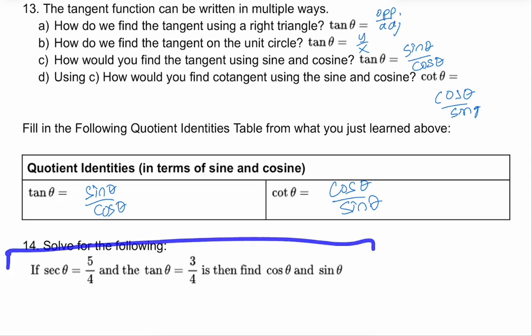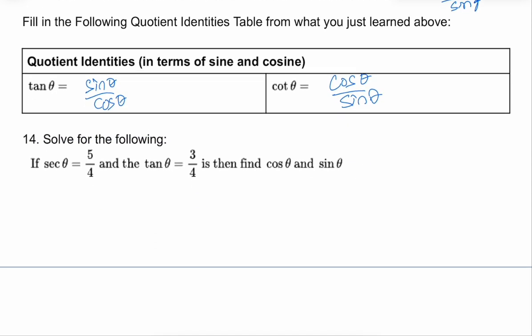And then I would like to now answer problem 14. It says if the secant is 5 over 4 and the tangent is 3 over 4, then find the cosine and sine. Now I will tell you, there was a student in one of my classes that drew a triangle and did all the triangle stuff. Totally legitimate, that works. But what we're trying to focus on in chapter 9 is the algebraic components of this. We don't want to have to draw a triangle. It's not wrong to, but we don't want to have to. So let me show you a suggestion.